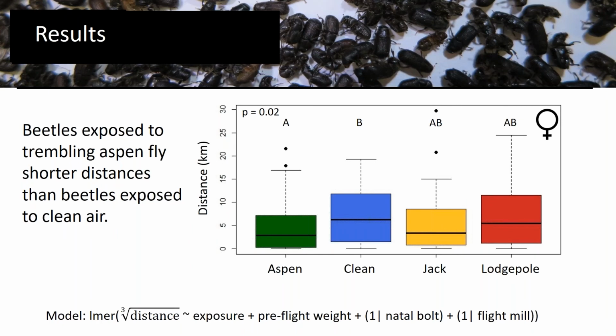From the results of this experiment, we can see that the presence of tree volatiles during flight altered the distance that beetles flew on the mills. The main difference was that beetles exposed to the trembling aspen volatiles, shown by the green bar, flew for shorter distances than the beetles in clean air. Flight in the presence of both the historic and novel pine hosts was intermediate between that achieved in clean air and in aspen-treated air, but was not significantly different from the clean air control.